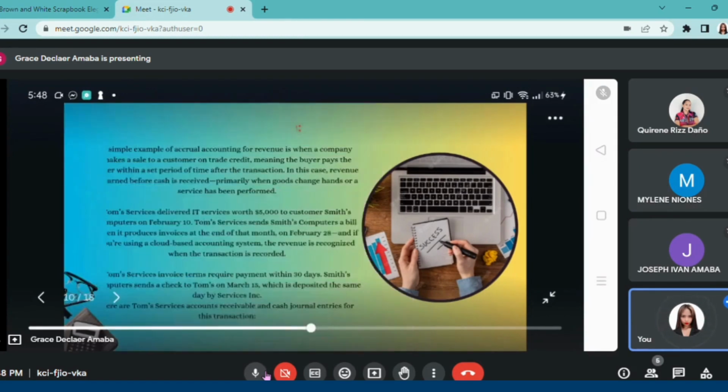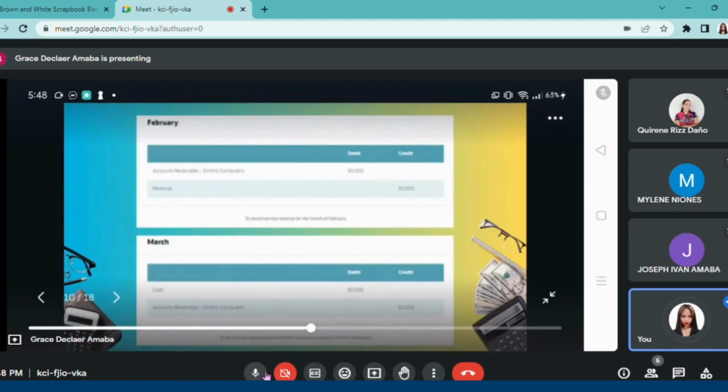Next slide. So, the revenue is recognized for February, and the cash is for March.